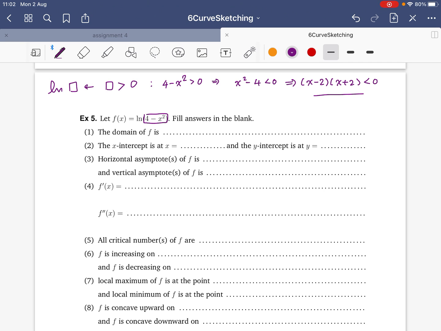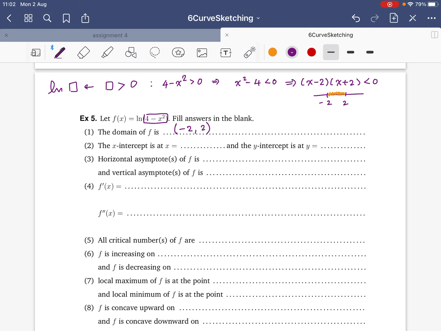So you are going to range between negative 2 and 2, and then you need a negative interval, so it will be around here, right? So the domain will consist of the open interval from negative 2 to 2. So what will be the x-intercept?